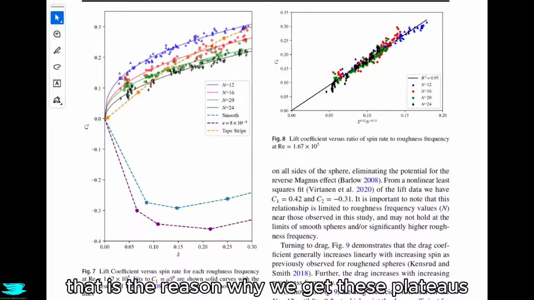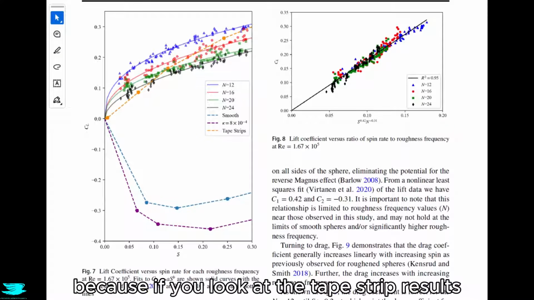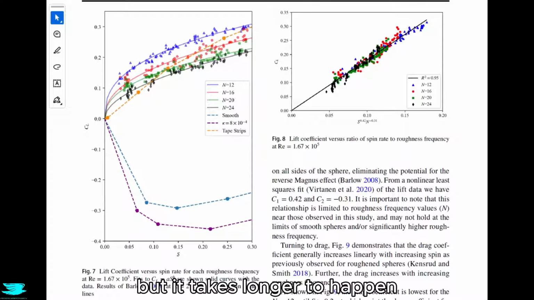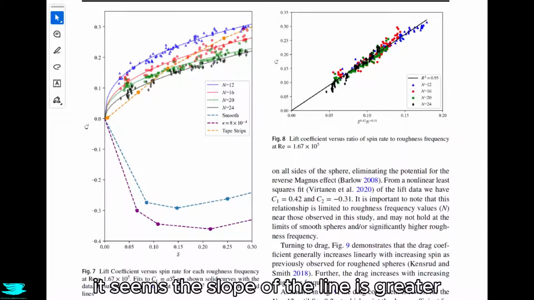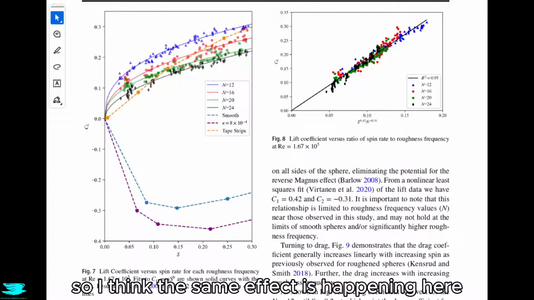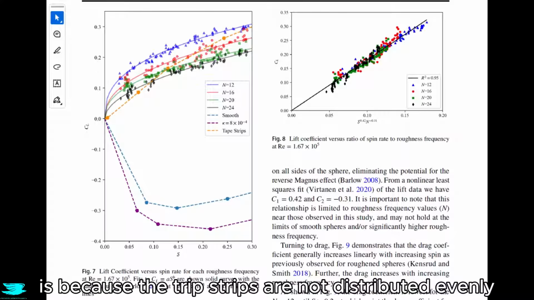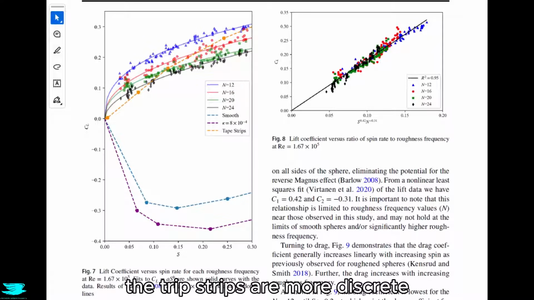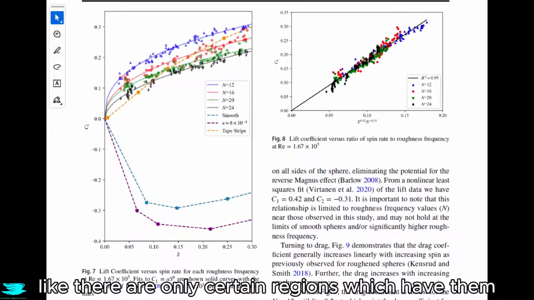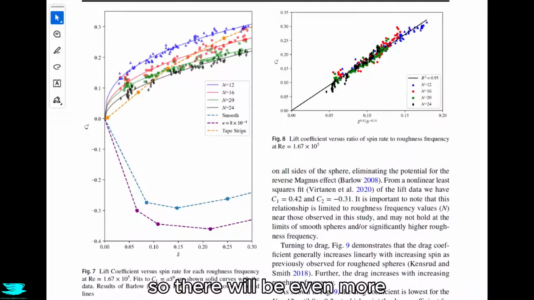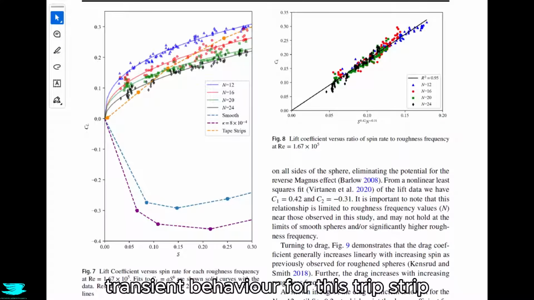And I think that is the reason why we get these plateaus, because if you look at the tape strip results, so the yellow dashed line, it too plateaus, but it takes longer to happen, it seems. The slope of the line is greater. So I think the same effect is happening here. But the reason why it takes longer to plateau is because the trip strips are not distributed evenly. The trip strips are more discrete, like there are only certain regions which have them, whereas the dots are more randomly located everywhere. So there will be even more transient behavior for this trip strip.